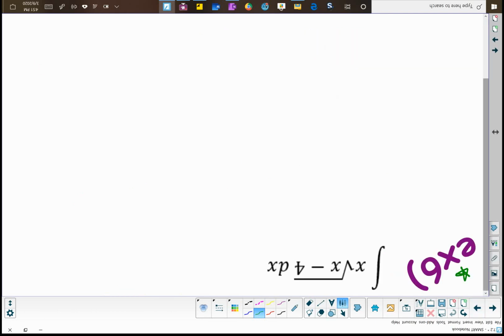AP Test loves these. I'm not sure why. They put them especially on the BC exam, but I've seen them before in the AB many times. They love these problems because let's start this problem like we normally would. Most of you would pick x minus 4. Du is 1 dx. So I'd have the integral x square root of u times du, which is a problem, right?